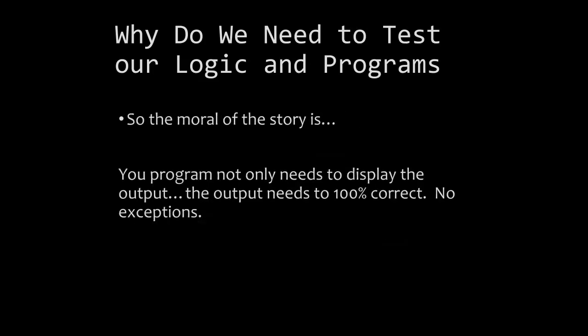The moral of the story is your program not only needs to display output, the output needs to be 100% correct. There can't be any exceptions to that. I've always heard this 80-20 rule thrown out here and there: if it works 80% of the time, we're good. I don't like that. I was taught differently. Fortunately, at AT&T, not my college, they said it needs to work right 100% of the time, or we're not going to be too happy about it.